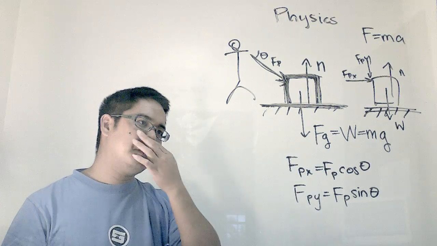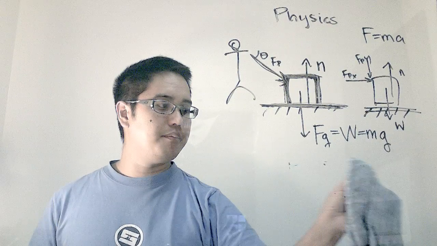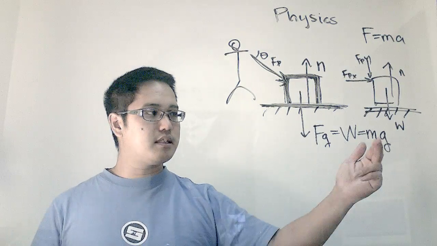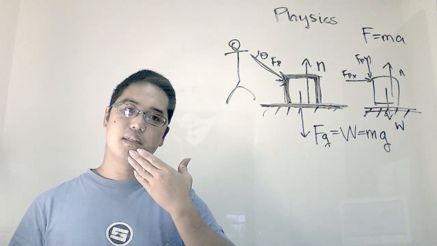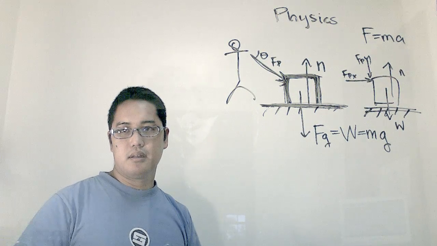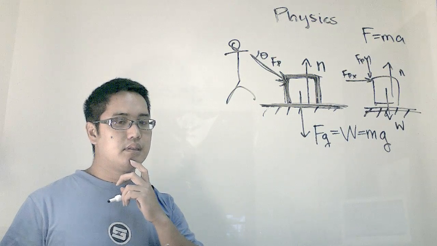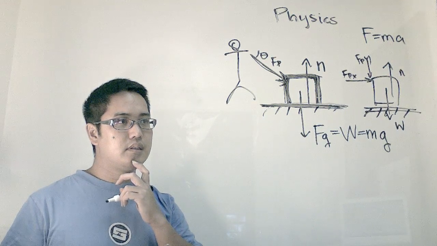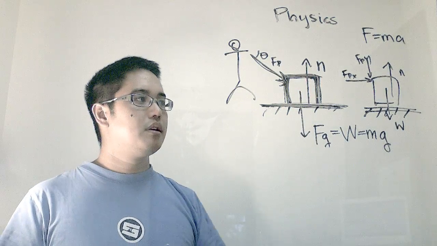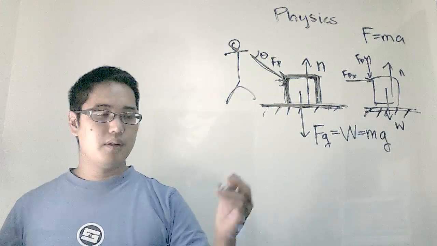I have a question. In this case where I'm pushing down at an angle, is N still the same as W? Look at the picture. Is N still the same as W? Before you were pushing on it, the normal force was the same as W. But in this case, the normal force is no longer the same as W. I'll prove it to you.